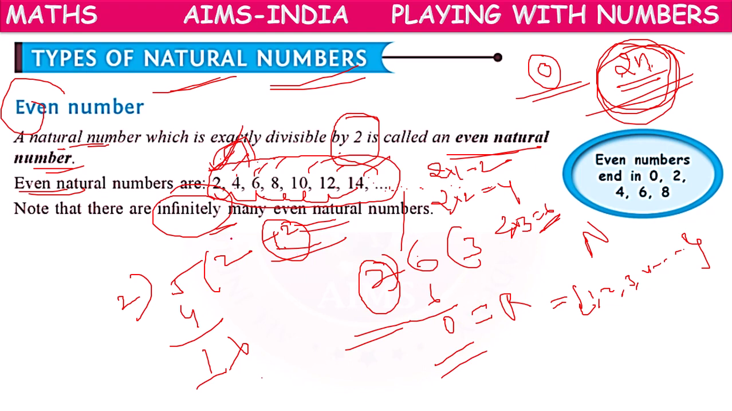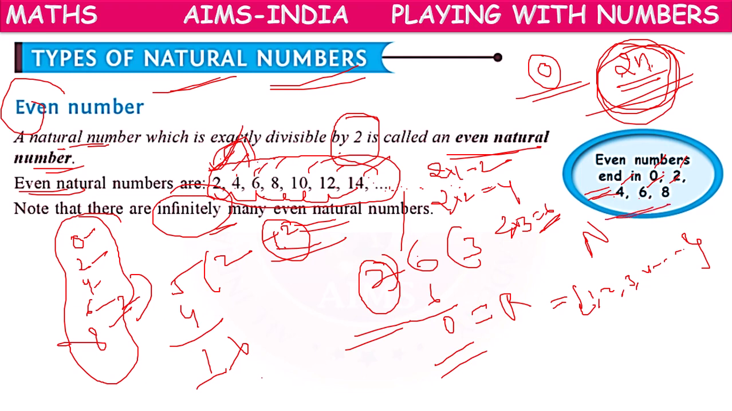All the even natural numbers end in their last digit with either 0, 2, 4, 6 or 8. So to find an even number, if in its ones place we have 0, 2, 4, 6, 8, then without dividing by 2, we can directly tell by observing its units place digit that it is an even number. If the unit digit is any one of 0, 2, 4, 6, 8, then it is an even number. But 0 itself is not an even number.